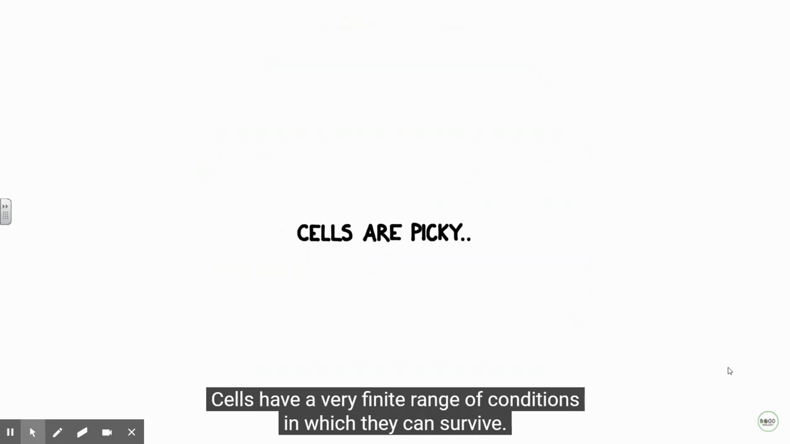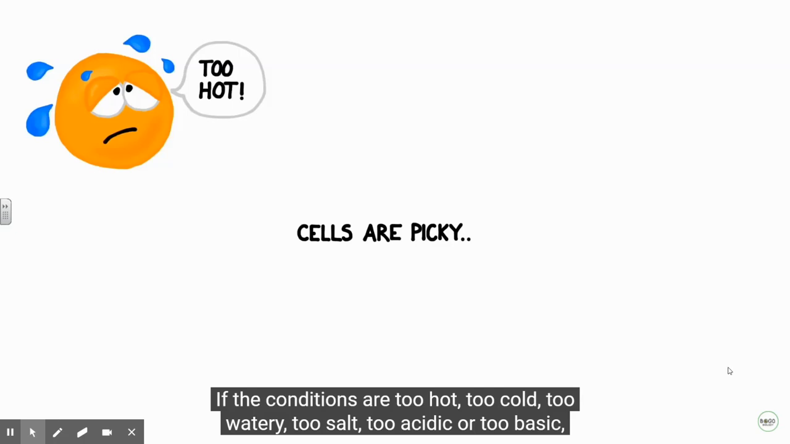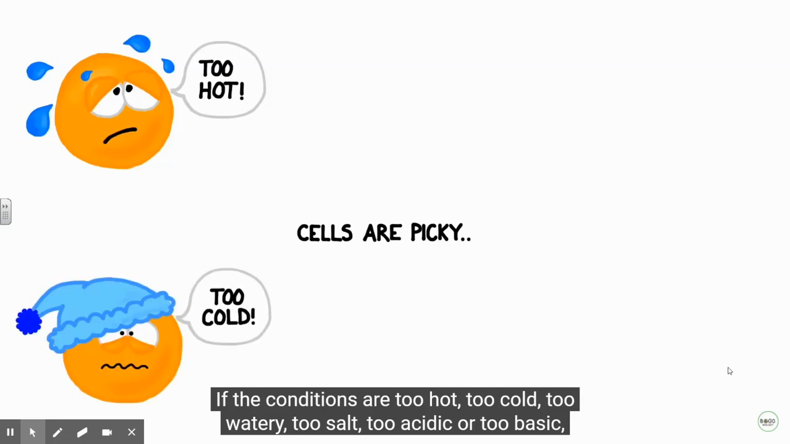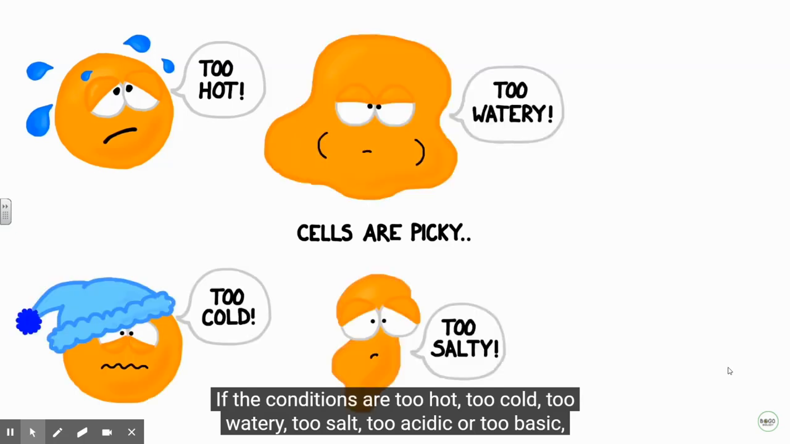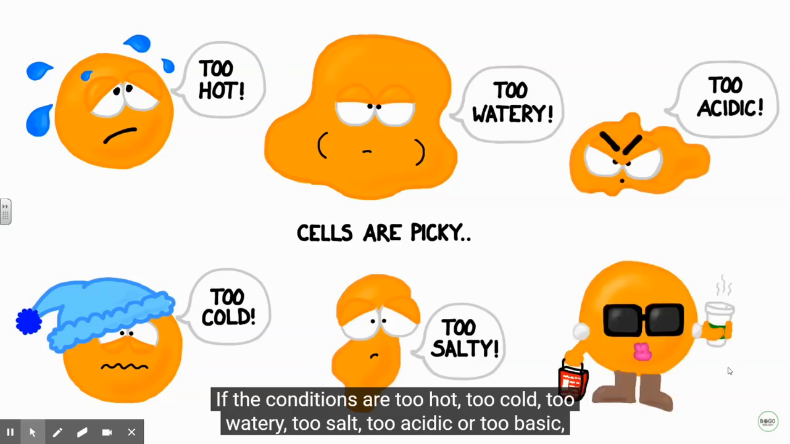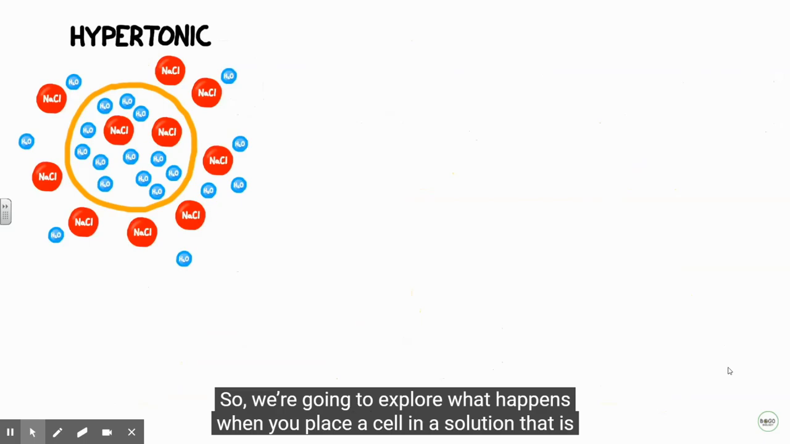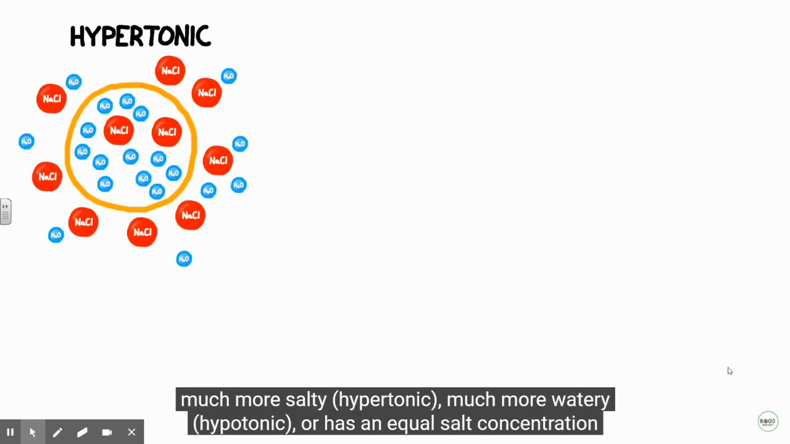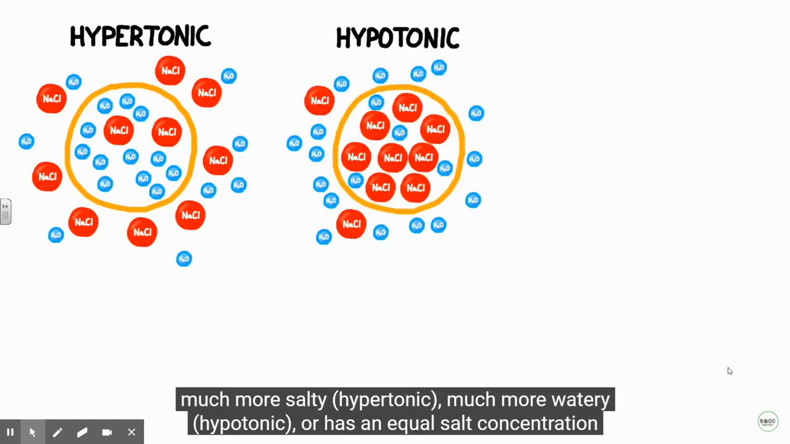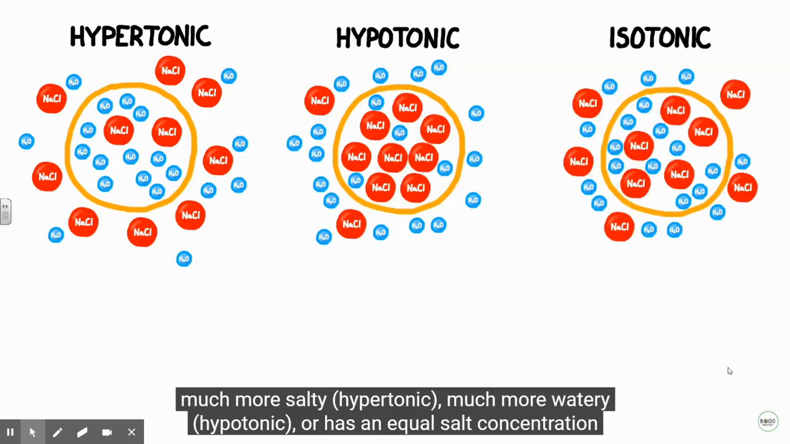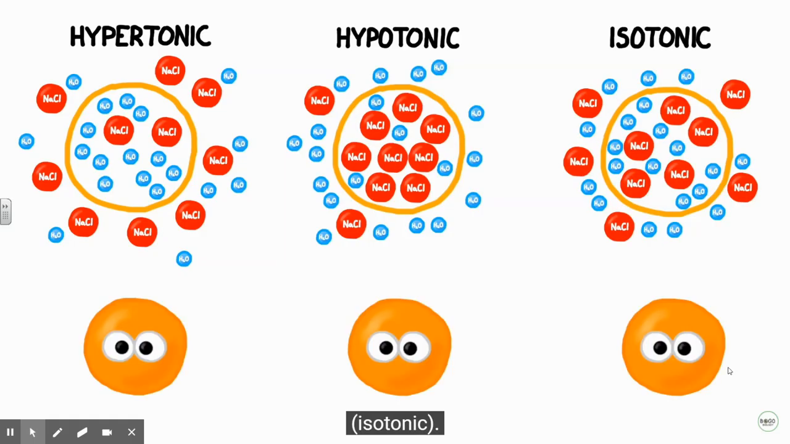Cells have a very finite range of conditions in which they can survive. If it's too hot, too cold, too watery, too salty, too acidic, or too basic, they can't function properly. We're going to explore what happens when you place a cell in a solution that is much more salty, hypertonic, much more watery, hypotonic, or has an equal salt concentration, isotonic.